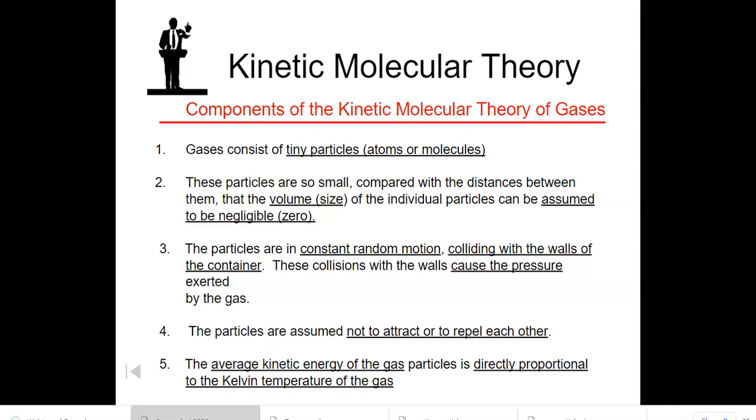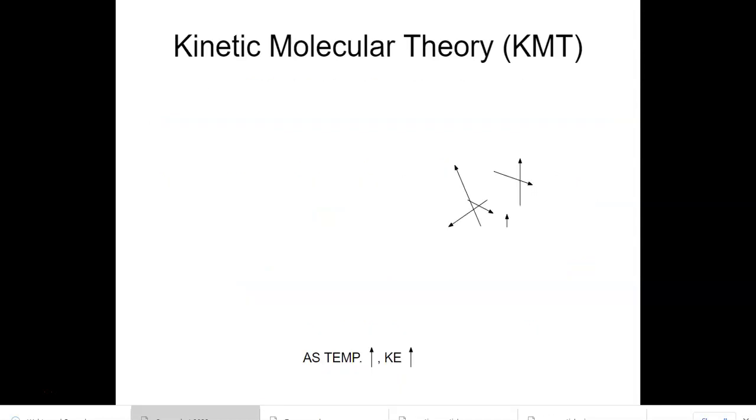That's what it means to be directly proportional. So if your energy goes up, the temperature goes up, okay? If your energy decreases, your temperature decreases. So whatever one does, the other one does the same thing. Okay, so those are our 5 postulates, okay? So again, as our temperature increases, our kinetic energy increases, okay?